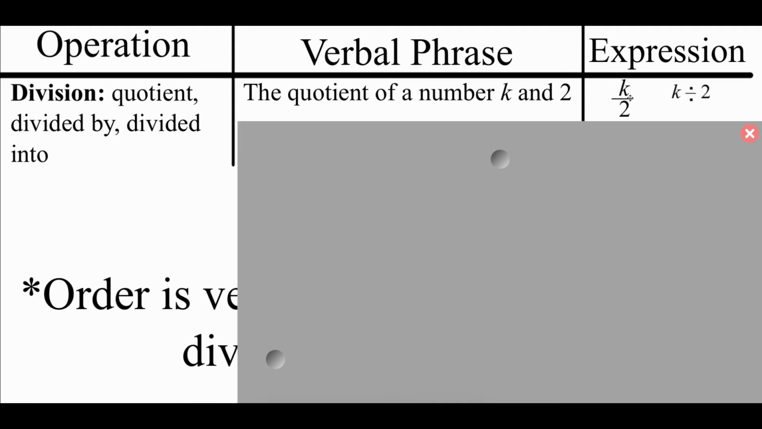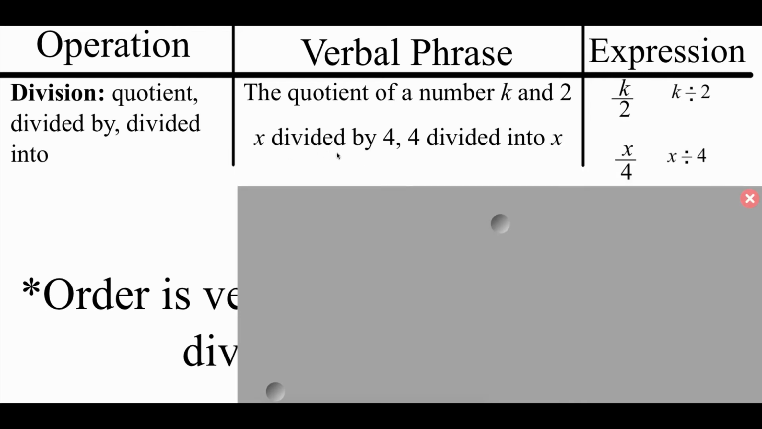But remember, that fraction bar does mean divided by. Also, if we saw x divided by 4, or it could also be written as 4 divided into x, we would be writing x over 4 or x divided by 4. Again, those mean the exact same thing.